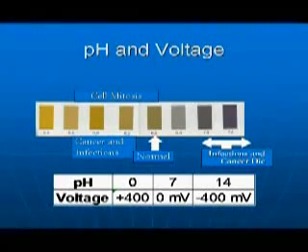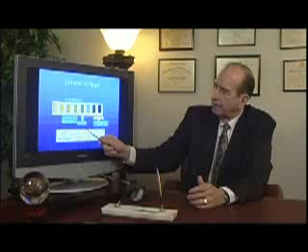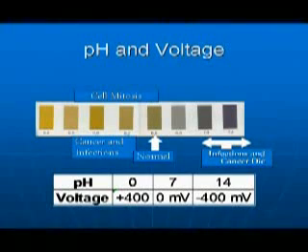To understand this approach, we have to understand a little bit about some electronic terms. Everyone knows the term pH, but few of us really understand what it means. pH stands for potential hydrogen, and basically it's a measure of voltage. For example, a pH of 0 is considered a plus 400 millivolts, a pH of 7 is 0 millivolts, and a pH of 14 is a minus 400 millivolts. So what does that really mean?